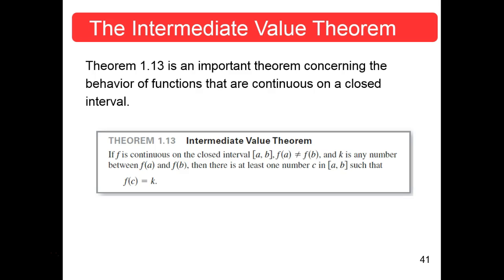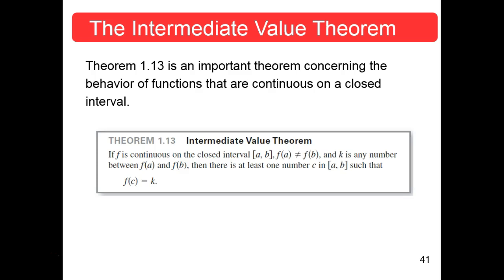So if f of a is up here, f of b down here, k is anything in between. Or if f of b is up here and f of a is down here, and k is any number in between. Whichever is on top, it doesn't matter. K is just some number between f of a and f of b. Of course, it can't be any number if they were equal to each other. That's why you can't have them equal.